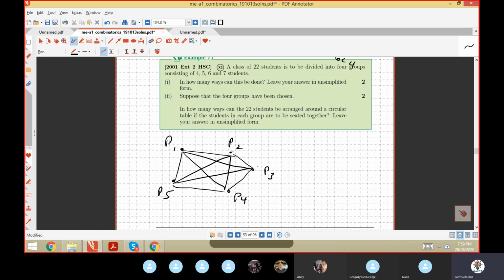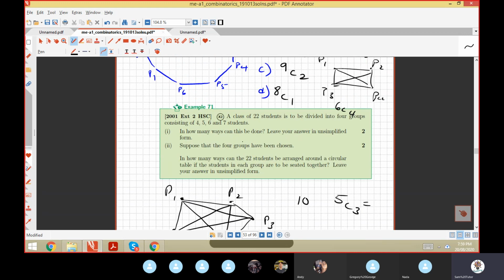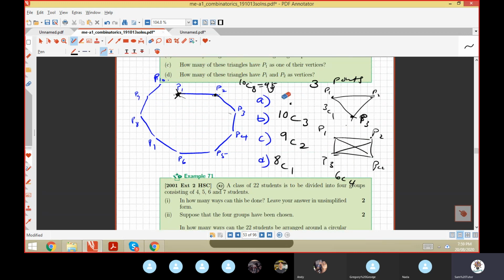But it's a star inside. So that should be 10, which is the same answer as 5 choose 3. Is that right? What's 5 choose 3? 10. I got it out. Ugh, that took forever. For A, the answer is 10 choose 8. 2 less.